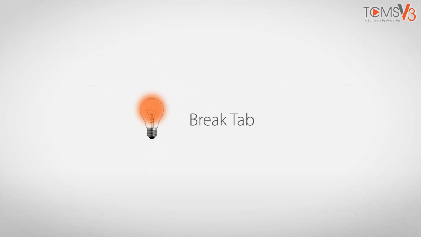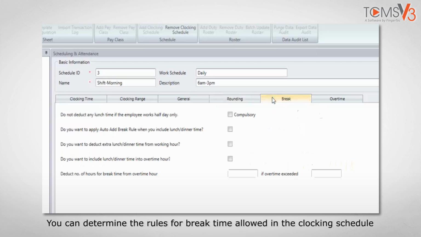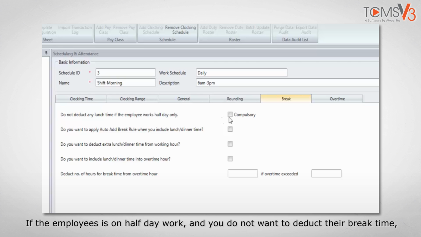Break tab. You can determine the rules for break time allowed in the clocking schedule, and the rules will determine the presentation of time in the attendance sheet. The first option is to not deduct the lunch time if the employee works half day. If the employee is on half day work, and you do not want to deduct their break time, tick on the checker.